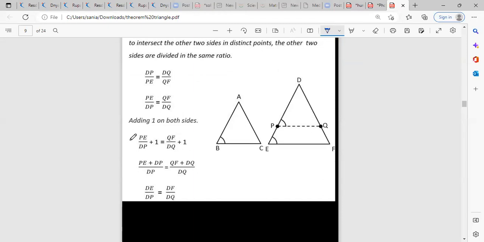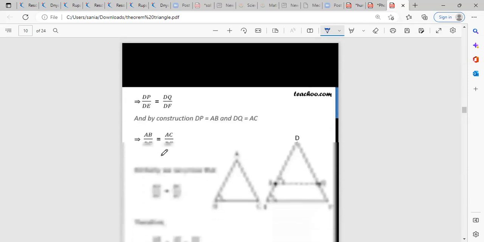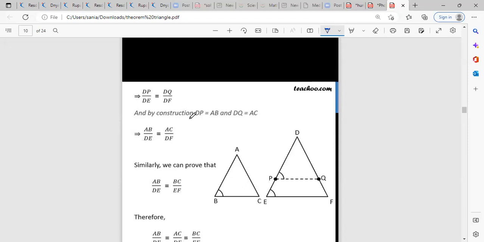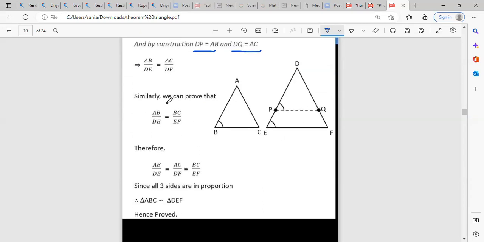So what I will do, I will add them. Similarly, you will get this. And what you got by the construction is DP is equal to AB and DQ is equal to AC. So instead of DP you can write AB, and in place of DQ you can write AC. Clear?